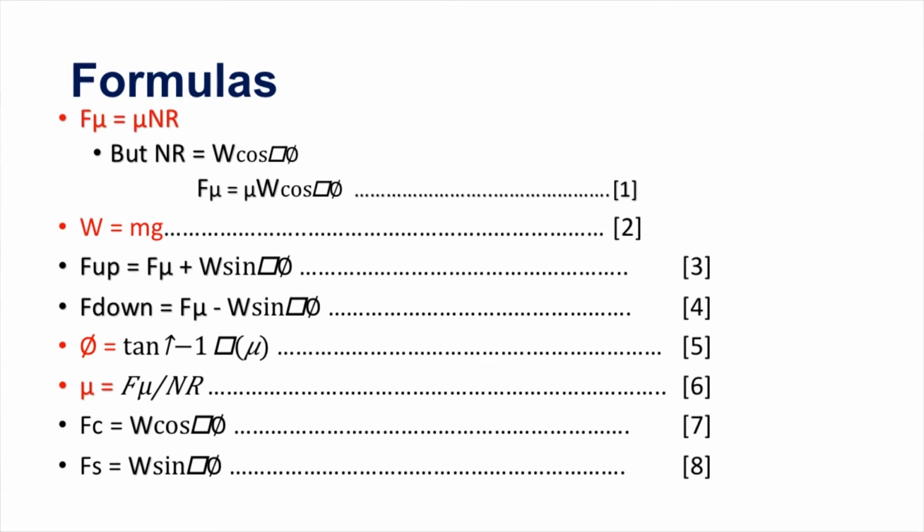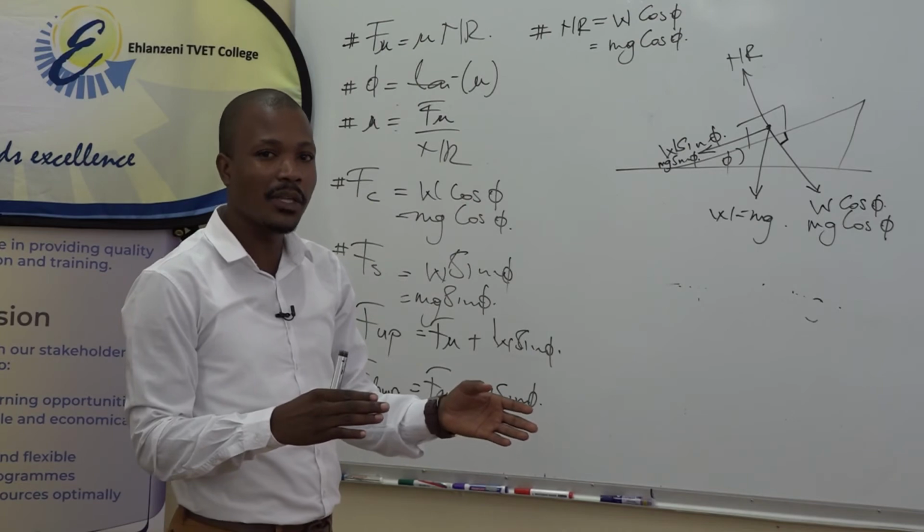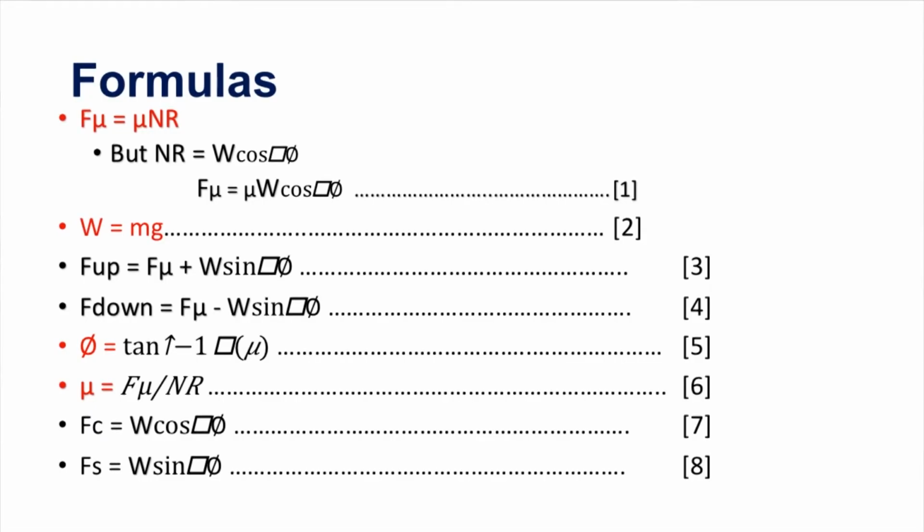That force component perpendicular to the inclined plane is Fc. We put the C so that we can separate the force components parallel to the inclined plane from the component perpendicular to the inclined plane, where the C represents cos and the S represents sine. So we use that to separate the two. Fc is equal to W cos theta, Fs is equal to W sine theta.